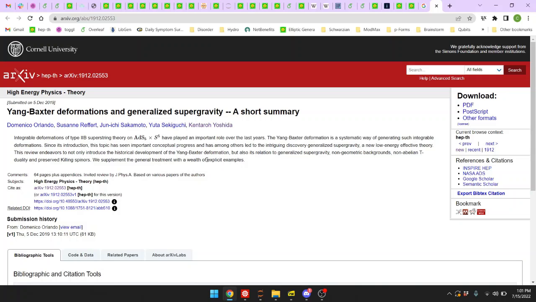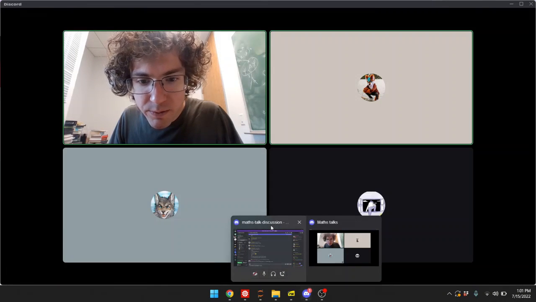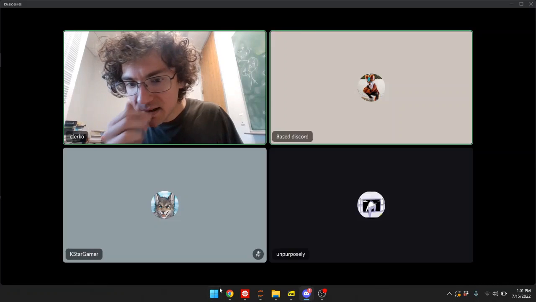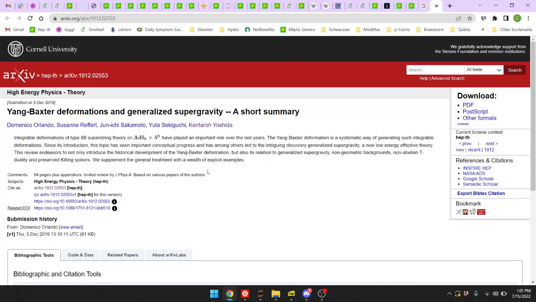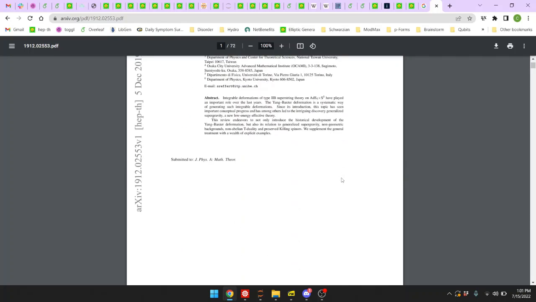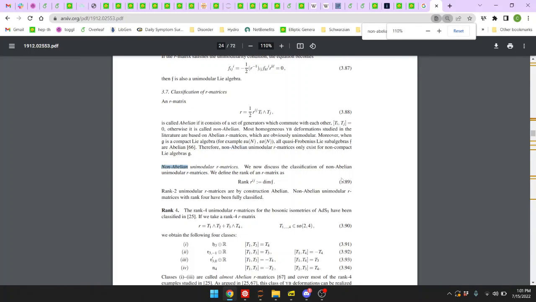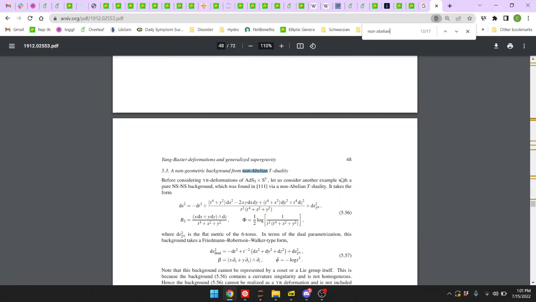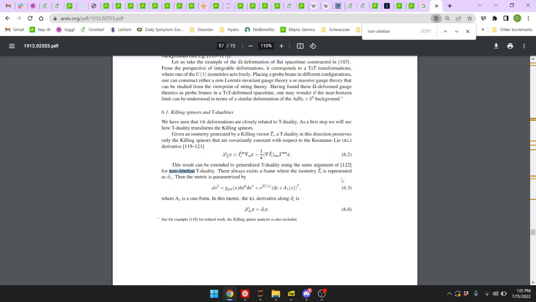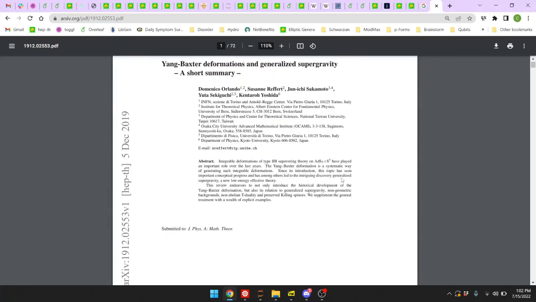Here's an example. There are many papers on this, so I don't know if this is the best one to send, but this one is an overview. So I would look at this overview. This is by Domenico and his wife Suzanne and some other people. This is not a paper with new results. This is a summary paper that describes what's been developed in this field over the past few years. Part of this paper is explaining how to use non-abelian T-duality, which you'll see mentioned in many of the sections if you scroll through, though there's no table of contents.